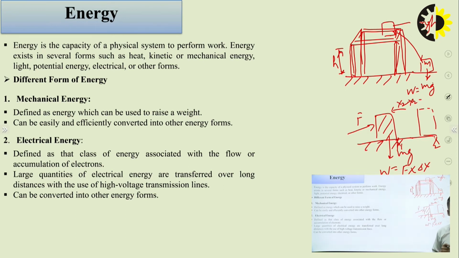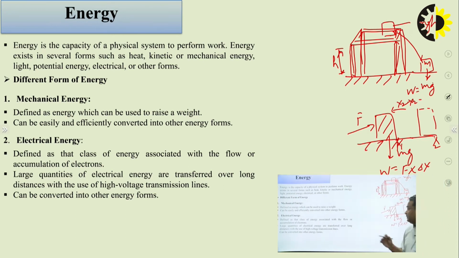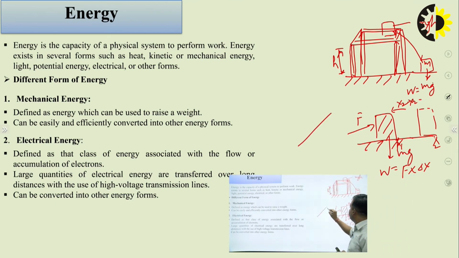Now we can also make it easy by using some pulley system, like we are having an inclined body here, and we are having a pulley here, and this is a block of mass m. So mg is the force. Now we are applying a force here. This pulley makes it easy to pull this object in the upward direction. Similarly, we are using some gear arrangement to transfer energy from one medium to another medium.